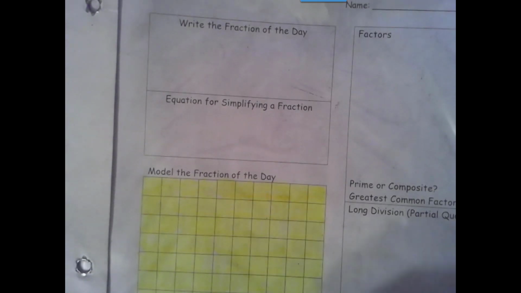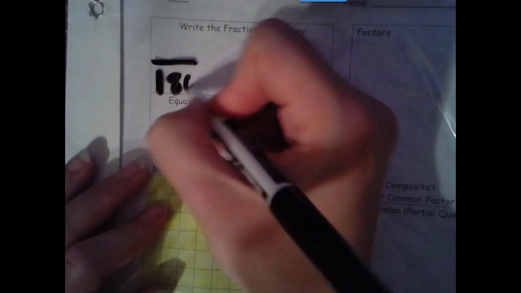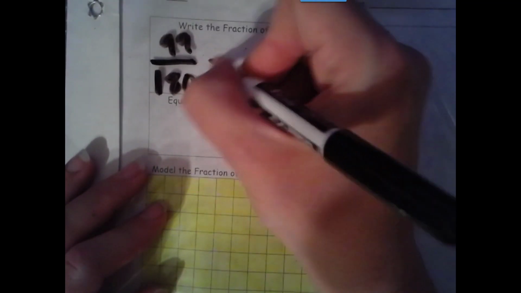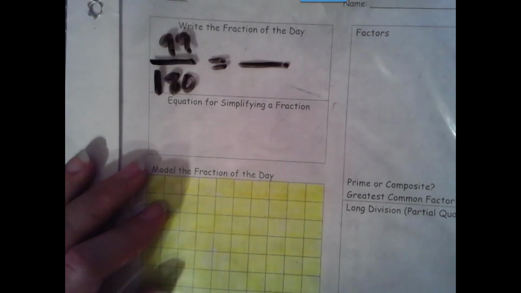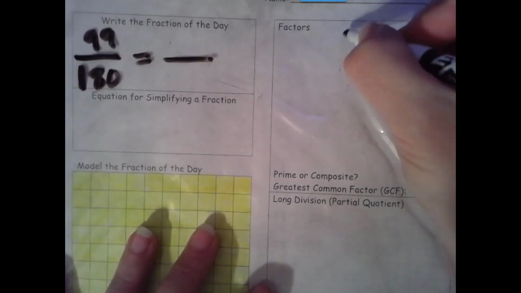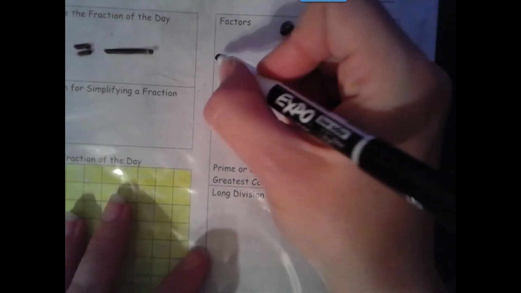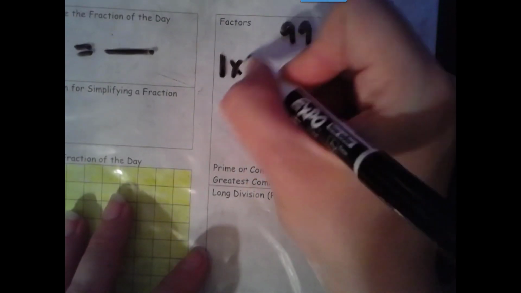Alright, let's get down our beginning fraction. Our denominator is 180 because that's our total amount of school days, and we are at day 99. Okay, so let's find the factors of our numerator. Two factors we always know are 1 and the number itself.